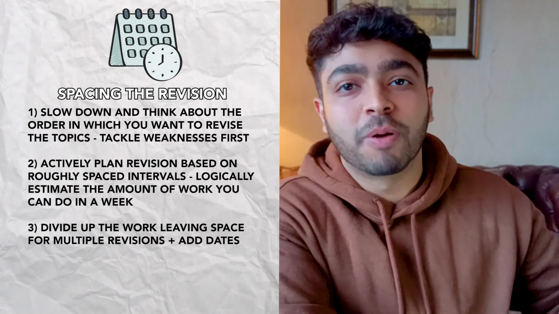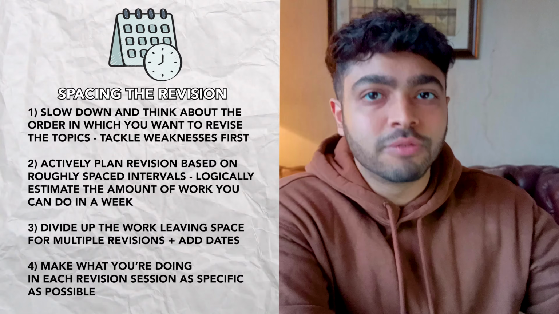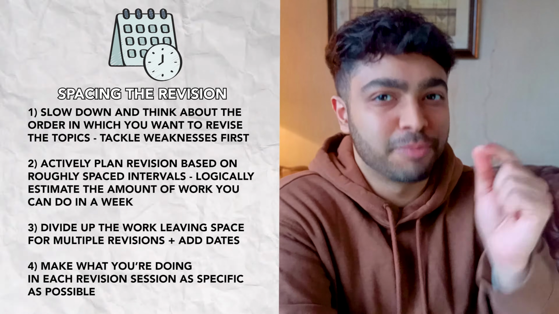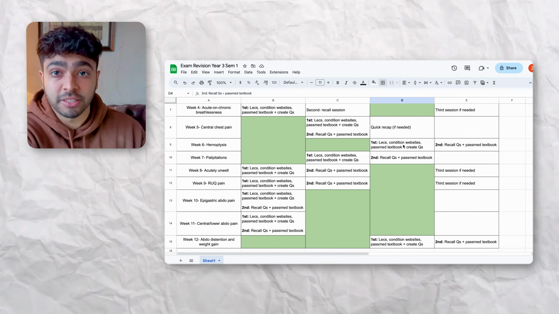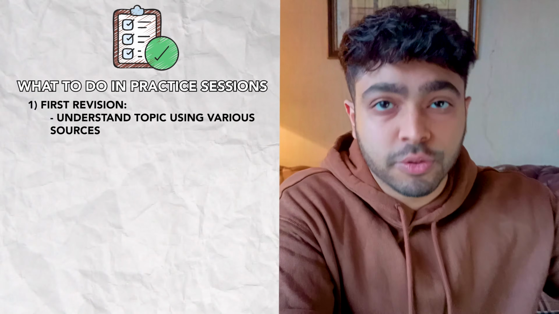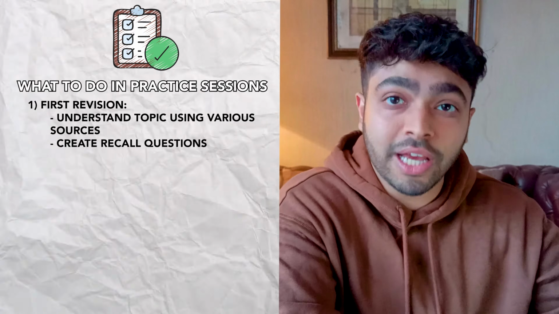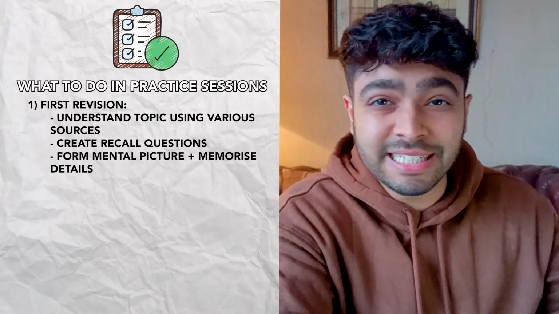And the final step of this process is to make everything as specific as possible. So what I'm doing in each revision session needs to be as specific as possible. Even if it's obvious, or even if I want to change it down the line, it's there to give me specific direction. That first revision, I go through and understand the topic using various resources, and side by side create my recall questions as well. I start forming a mental picture, start to memorize the details that I need to.